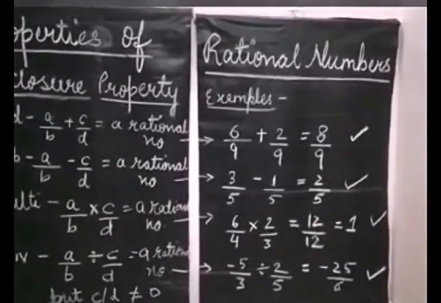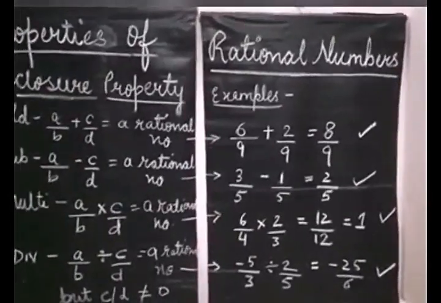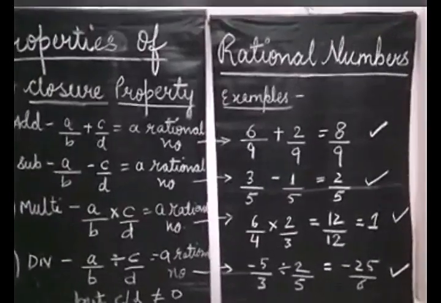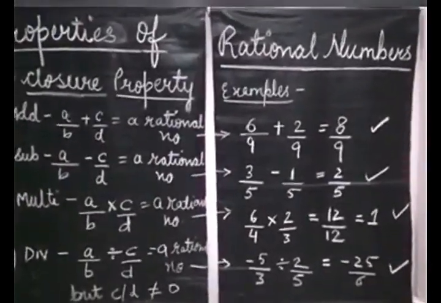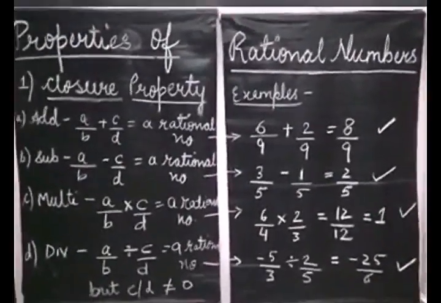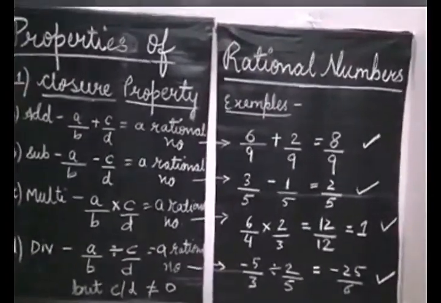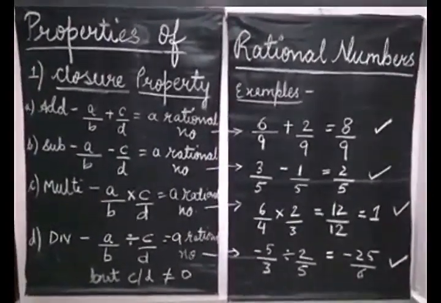a upon b was also a rational number, c upon d was also a rational number, and the ultimate answer that we got is also a rational number. Therefore, the closure property is applicable in case of addition.